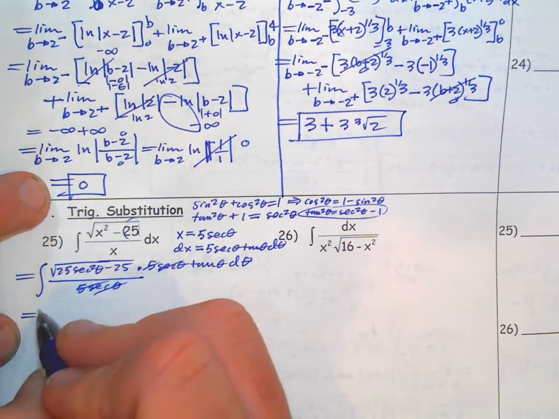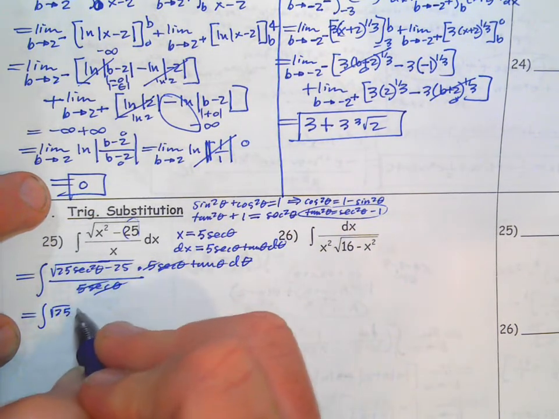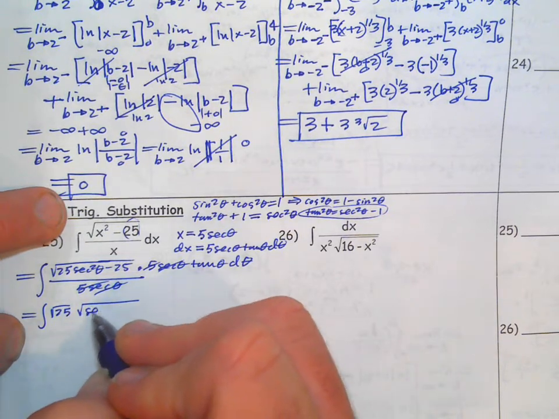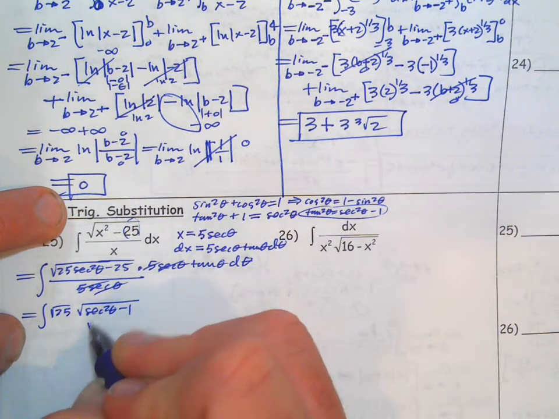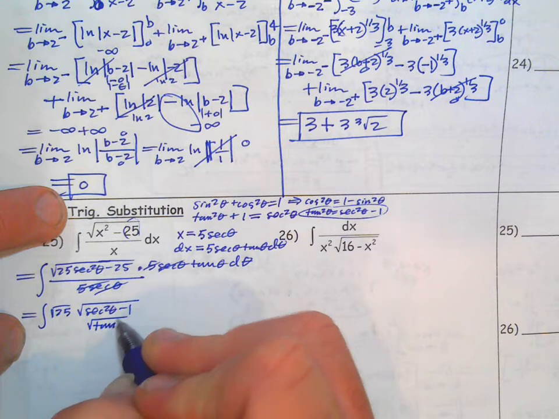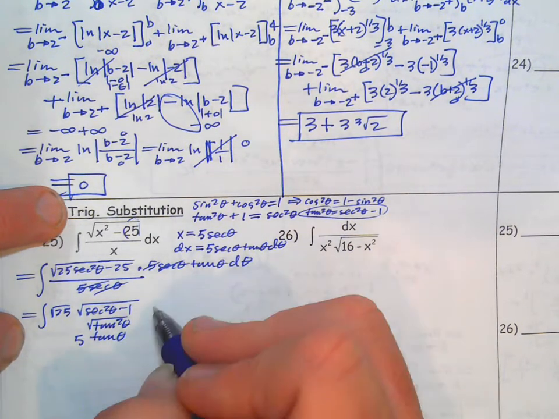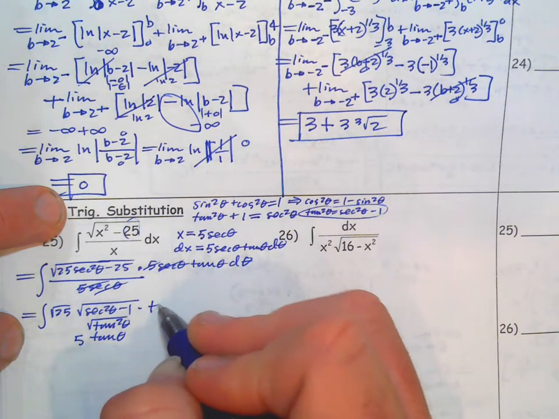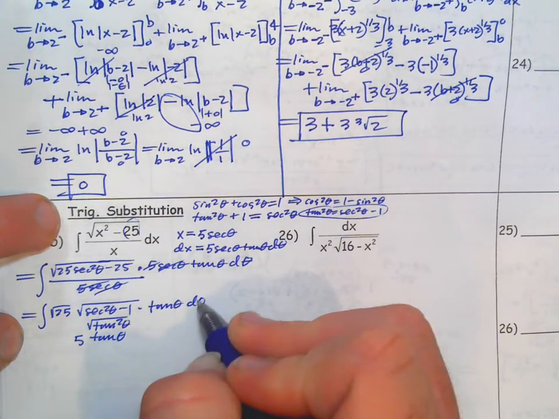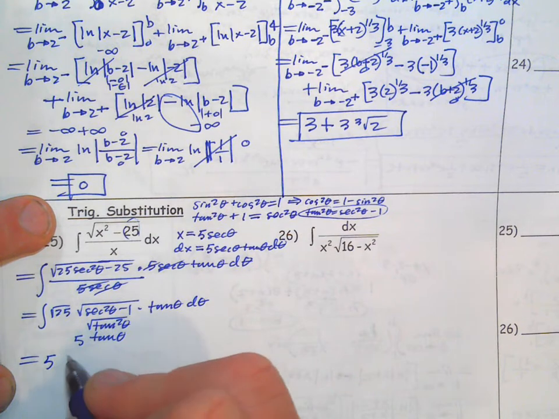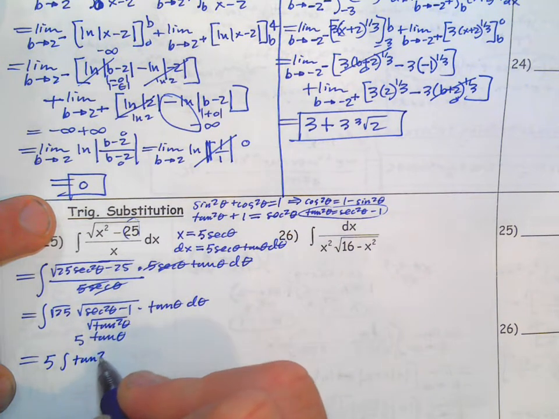This is going to be, we're going to pull the square root of 25 out, and it's going to be secant squared theta minus 1, which is going to be tangent squared theta, which is going to give you tangent theta. So we're going to have 5 tangent theta from all that. And we have a tangent theta here. So it's going to be 5 tangent squared theta d theta.